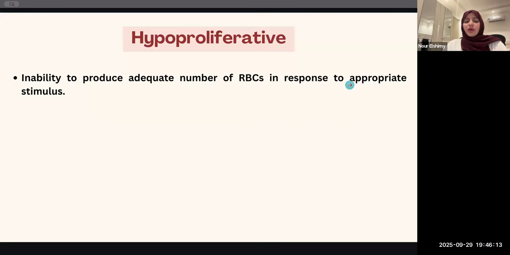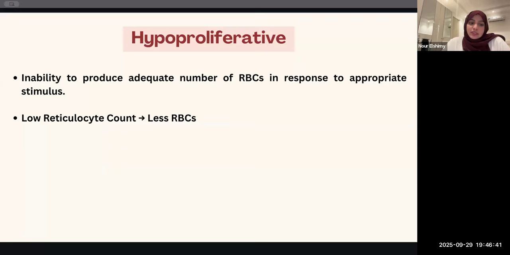Anyway, let's talk more about hypoproliferative. Hypo means less, so there is less production or not enough production of red blood cells due to not enough reticulocytes. It's the inability to produce an adequate number of red blood cells in response to appropriate stimulus. Basically, when the body needs to make red blood cells, it's not able to respond and produce them. So in this case, we're going to have a low reticulocyte count, indicating that we're going to have fewer red blood cells, because the reticulocytes are basically the precursors of red blood cells.